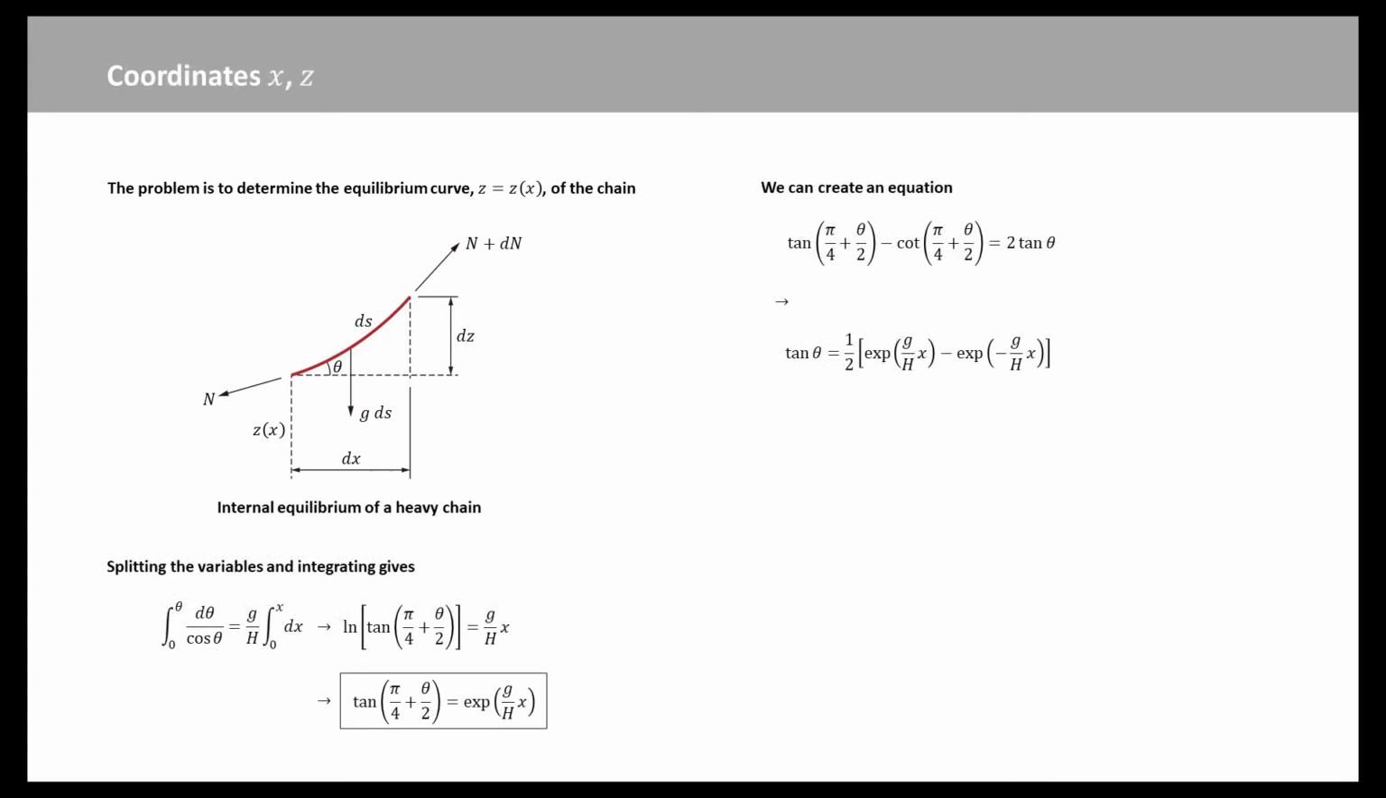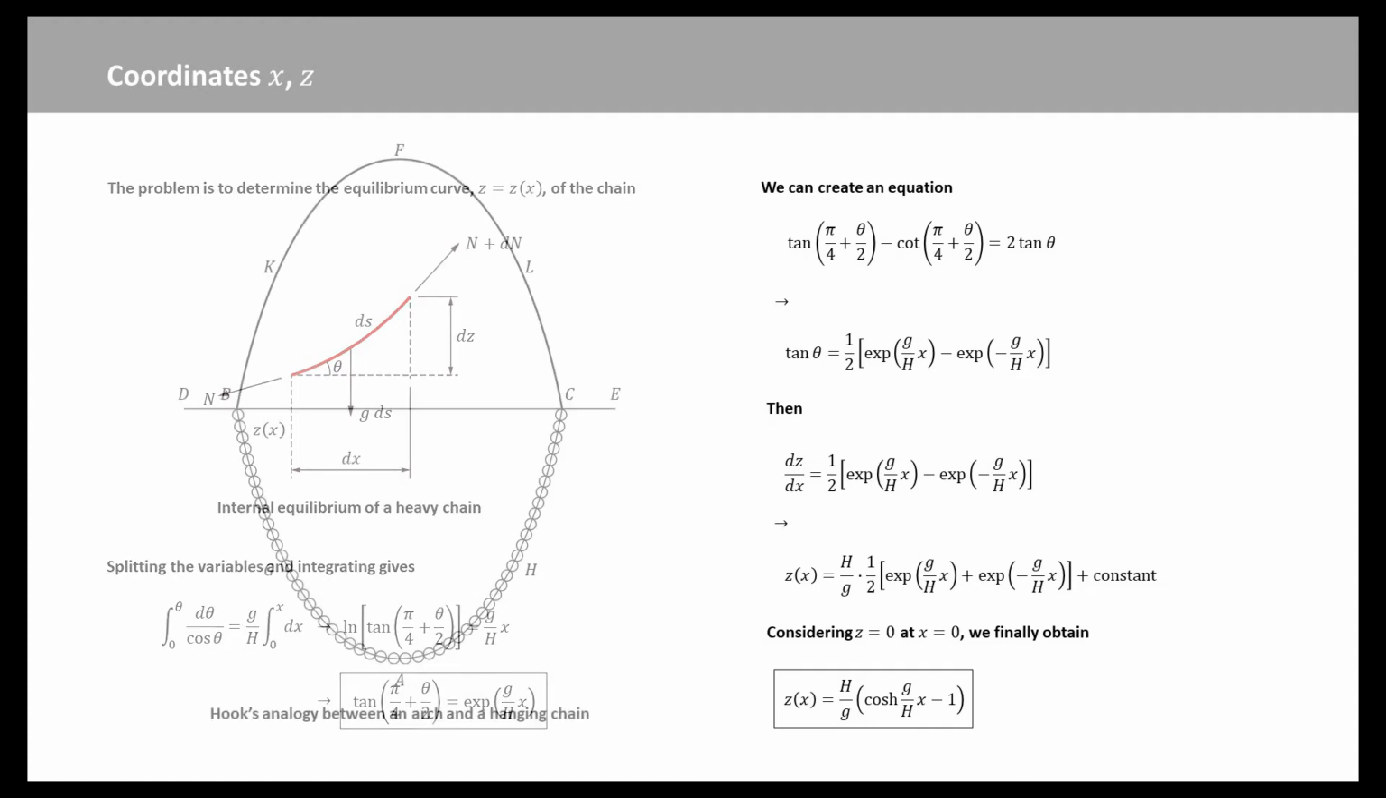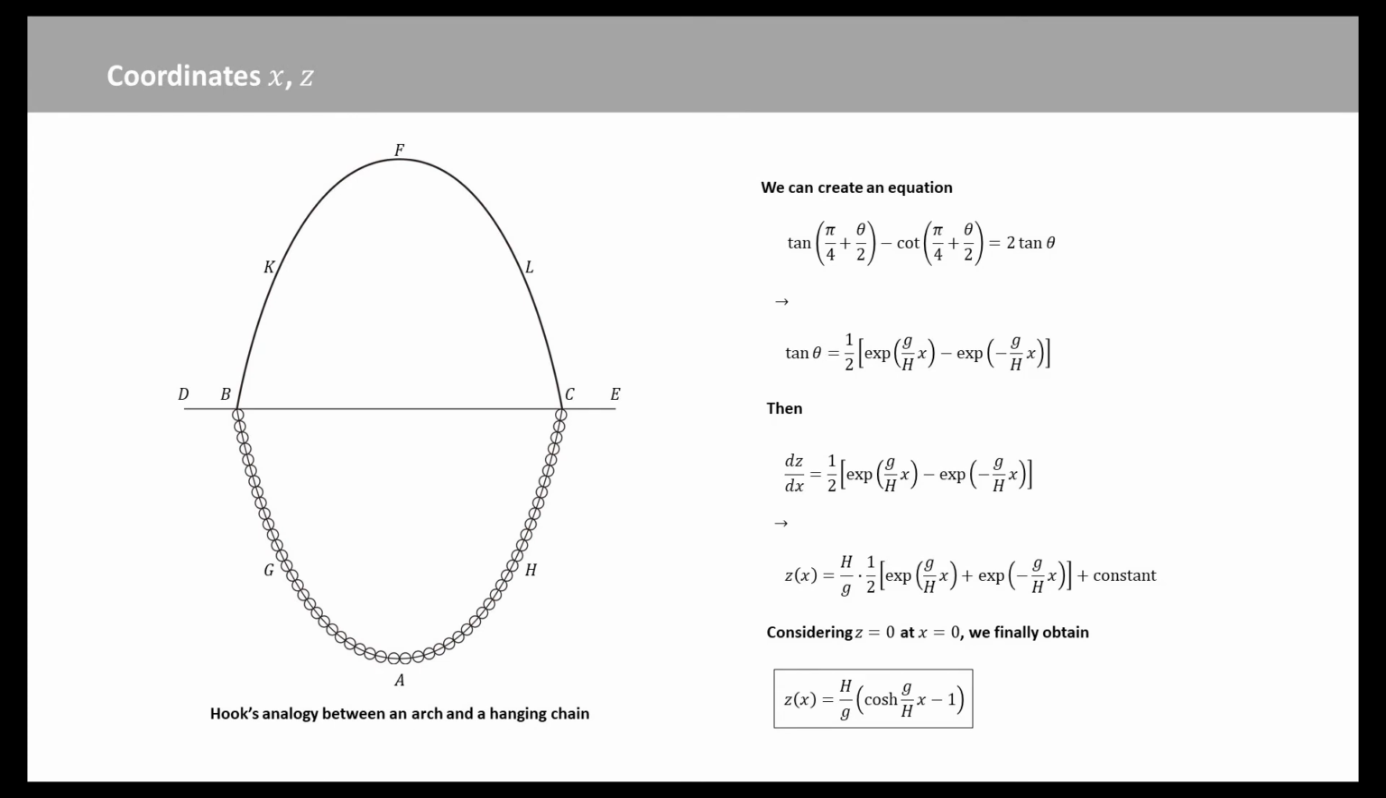Then we can create an equation to find a relationship between tangent theta and x. Because tangent theta is equal to dz over dx, we get this equation. Using the hyperbolic function cosh x and taking into account that z equal to 0 and x equal to 0, we finally obtain this. This equation defines the segment AHC of the chain drawn in the Hooke's curve. Once the function z equal to z(x) has been determined, the pull H can be evaluated.